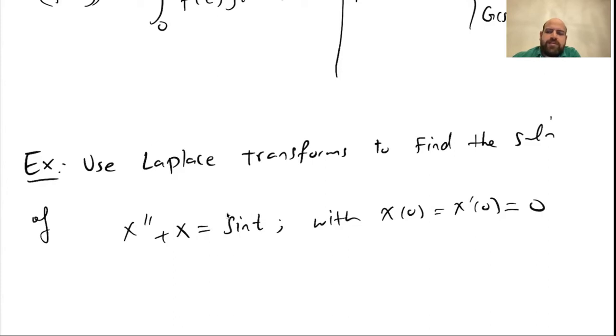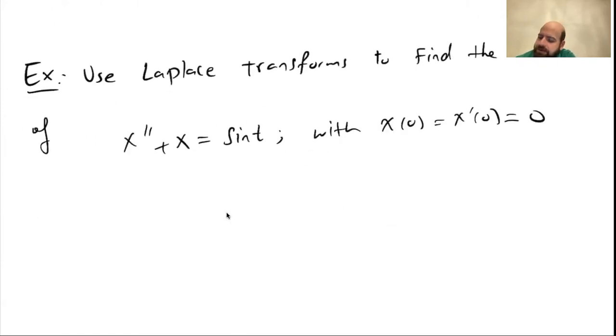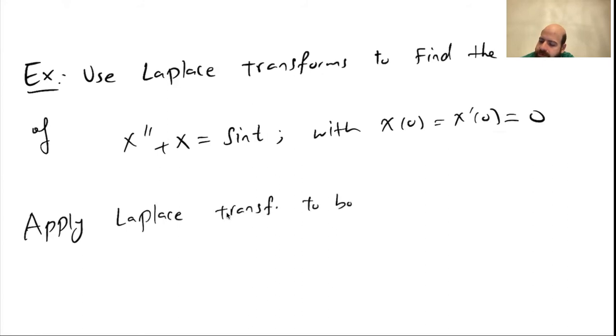Now here we want to use Laplace transform. So basically you can do this problem in three different ways. You can do it with variation of parameters or with undetermined coefficients or with Laplace transforms. So here we want to use Laplace transforms. So let's apply Laplace transform to both sides.